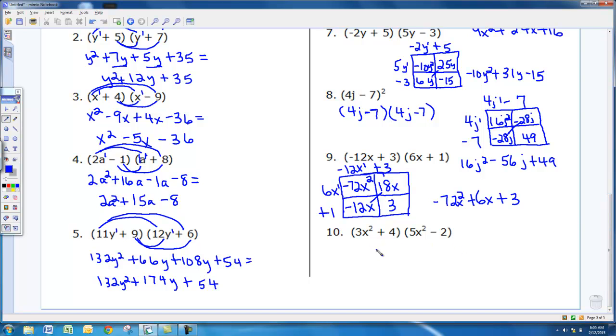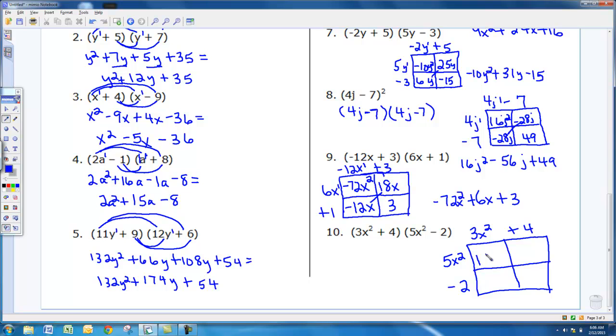Last problem. Go ahead and set up your box and multiply it together. Be careful because the exponents are different this time. Okay, so let's see how you did. Here's our box. 3x squared plus 4 across the top and 5x squared minus 2 along the bottom.